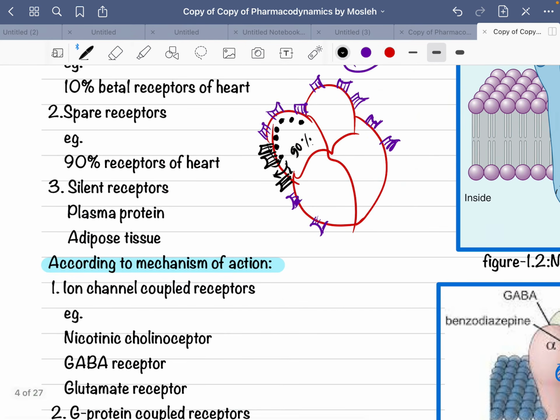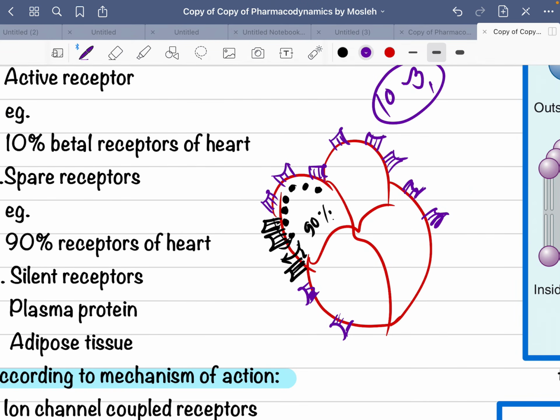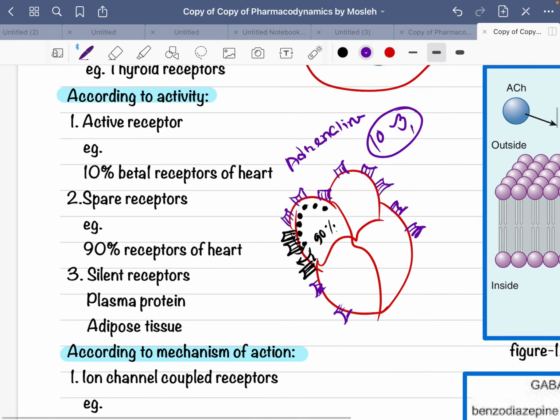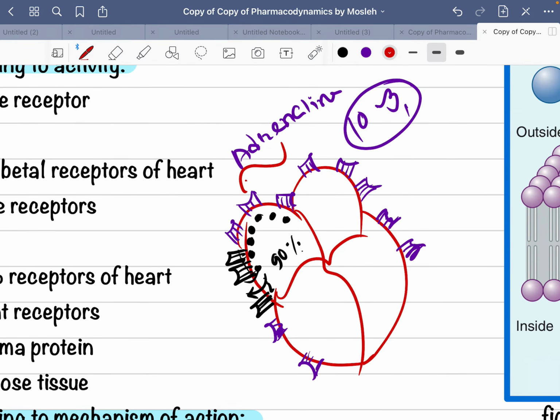Okay, suppose we have given the patient adrenaline. The adrenaline will bind with the active receptors, the beta 1 receptors already located on the cell membrane. The adrenaline will not get access to those receptors which are located beneath the cell membrane. These receptors on the membrane are called active receptors, which are found for the agonist.